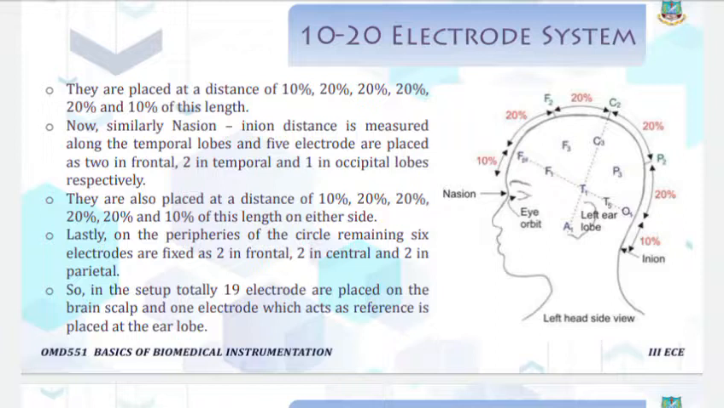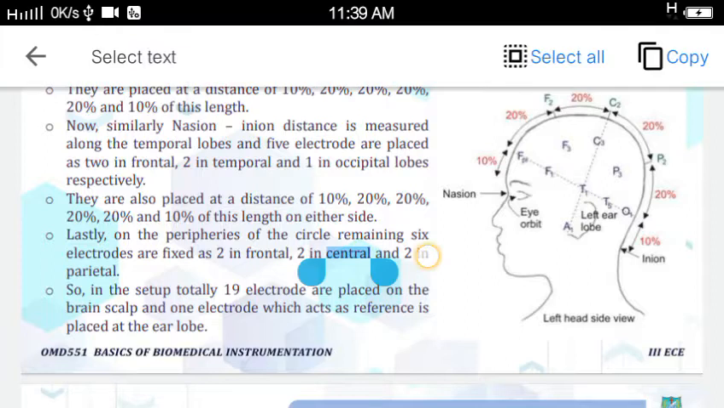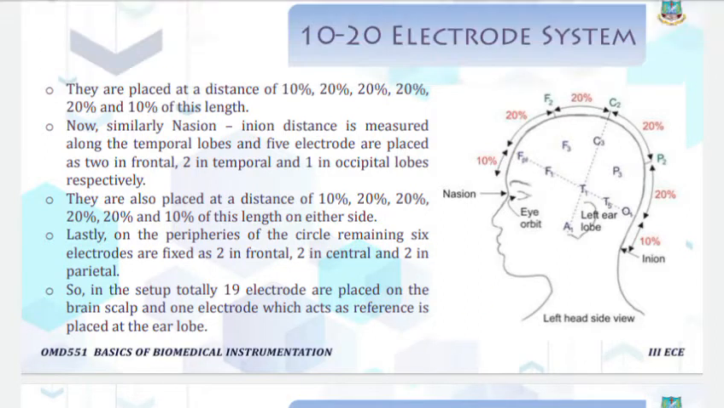Lastly, on the periphery of the circle, the remaining 6 electrodes are placed: 2 in frontal, 2 in central, and 2 in parietal. For the frontal, one is on the right side and one on the left side. In the central also we place one here and one on the other side. In the parietal portion also, one here and the next on the other side. These are the positions of the electrodes and how we place them.